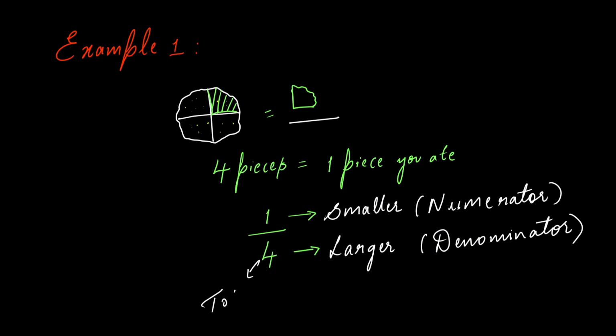So the 4 is the total number of pieces. So the piece you ate, which is 1, you write in the numerator and the total number of pieces you will write in the denominator. So this is proper fraction. So always the smaller number should be in the numerator and the bigger or larger number should be in the denominator. This is how the proper fraction is written.